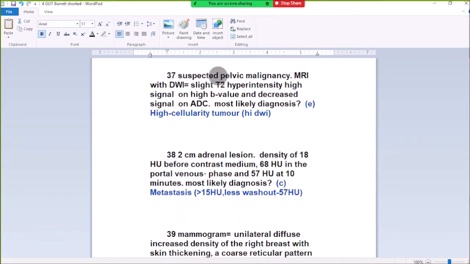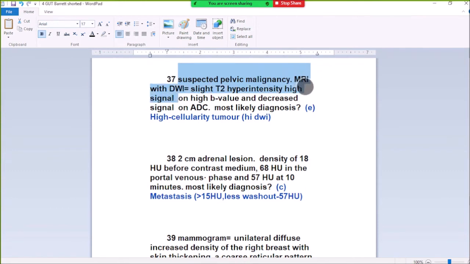Question 37. Suspected pelvic malignancy, MRI with DWI shows slight T2 hyperintensity, high signal at high B value and decreased signal on ADC, most likely diagnosis? High cellularity tumor, because it is bright on DWI. So DWI is high, so high cellularity tumor.